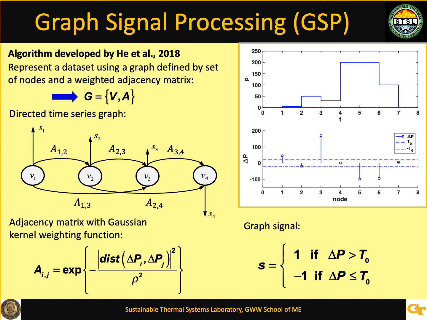In graph signal processing, we represent the signal using a graph defined by a set of nodes and a weighted adjacency matrix. In this case, the set of nodes is a set of power values, and the adjacency matrix is calculated using the change in power from one time step to the next in the Gaussian kernel weighting function. A graph signal S is determined by evaluating the change in power at each time interval. If the change in power is greater than the threshold value T naught, the value for S is 1. If the change in power is less than the threshold value, S is equal to -1.